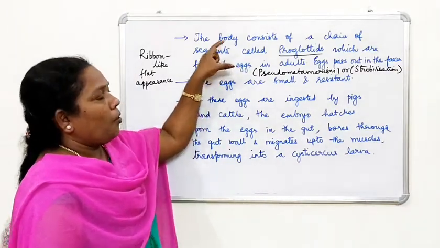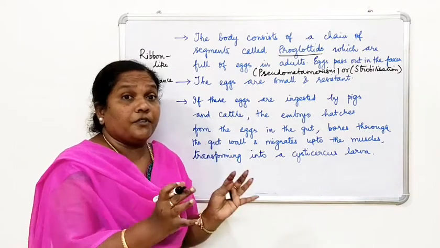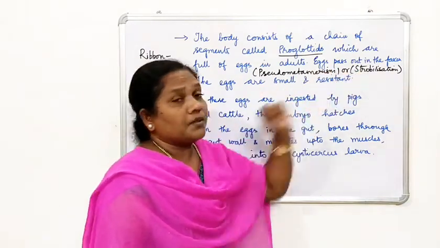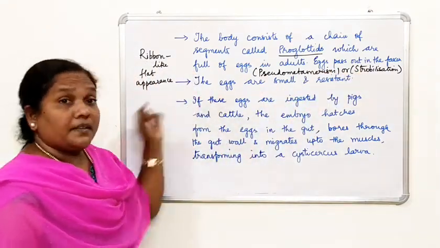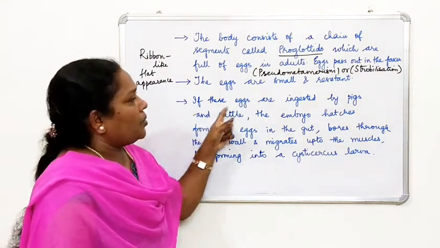And this whole body, when it is matured, is full of eggs. The adult is full of eggs, and these eggs can be passed out in the feces. So these eggs are small and resistant, right? And if these eggs are ingested by the pig, right? So what are these eggs here?